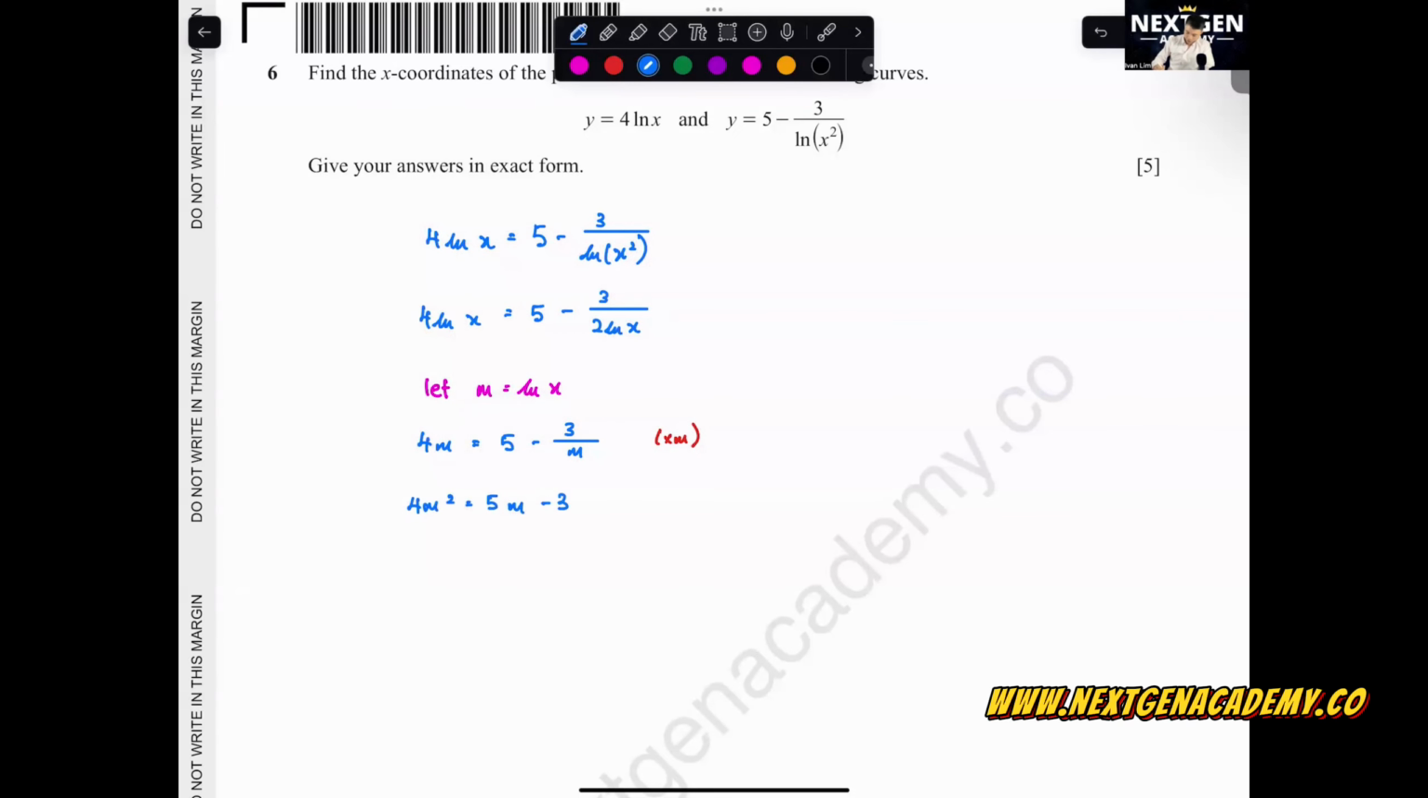5m minus 3. We get 4m squared minus 5m minus 3. 8. Got one more 2 here. Oops. Okay, looks like here I do something wrong. Here times 2m. Gotta redo this part. Times 2m. So 8m squared equals 10m minus 3. So 8m squared minus 10m plus 3 equals 0.